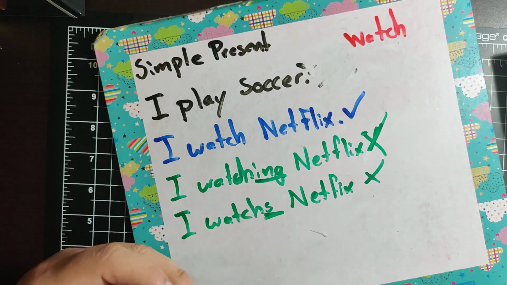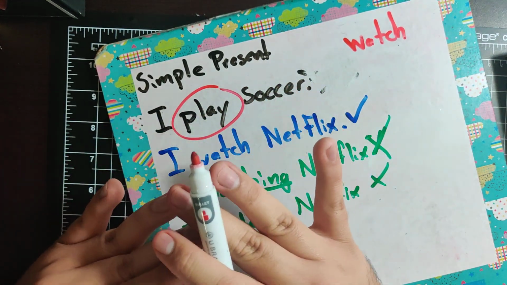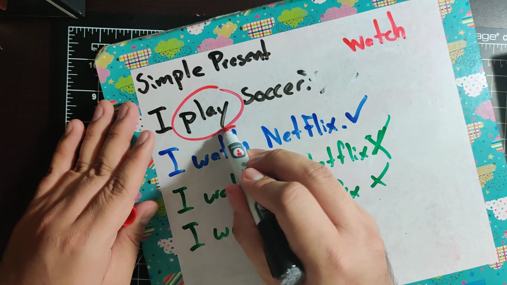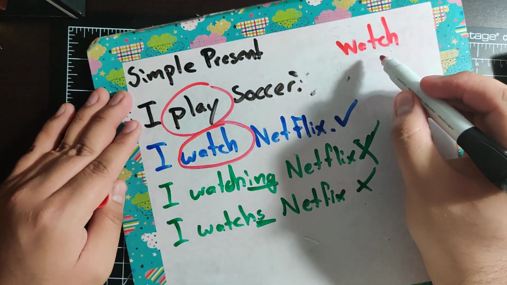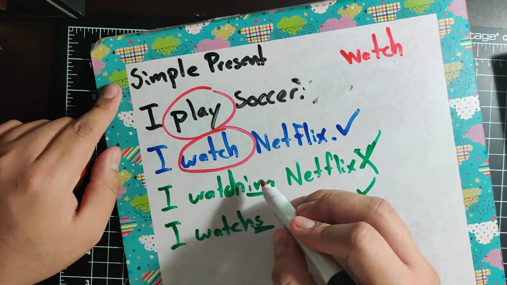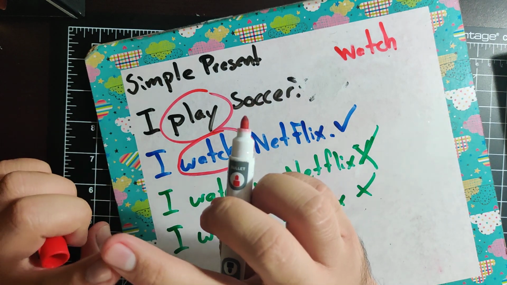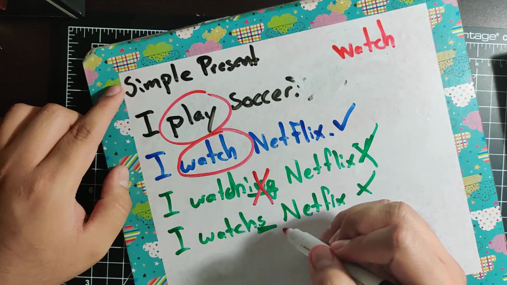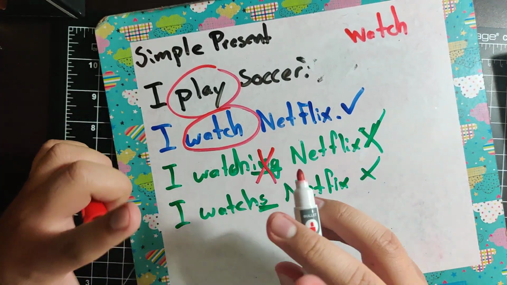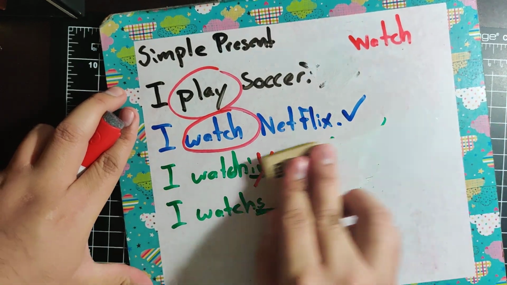In the example I gave you, the verb is untainted. We haven't done anything to it. Same thing with watch. Nothing. It's just how it's supposed to be. When it's simple present, you will never add ing. And the S is only added on certain occasions. Okay? Simple present is pretty simple.